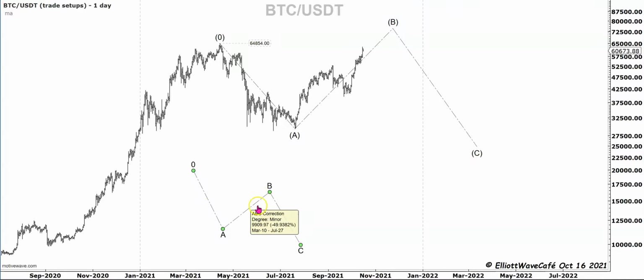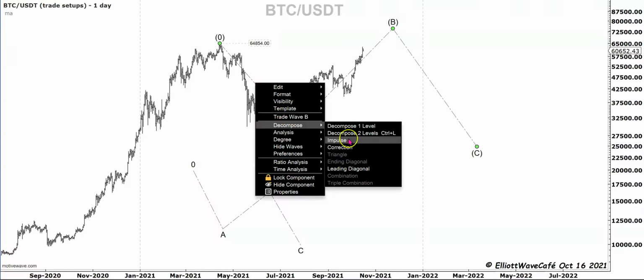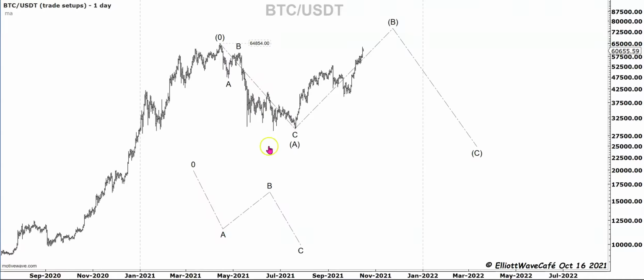Okay, so for a flat to work, this move in A wave needs to be in 3 waves. Now, if you look at the sell-off out of here, can you count a 3-wave structure in an ABC? So you would have to go, let's just make this argument, you would have to go like this, decompose as a correction. So you would have to go as an ABC.